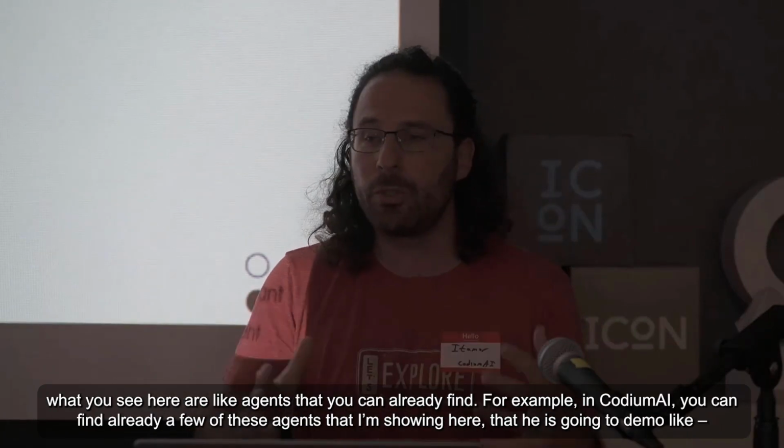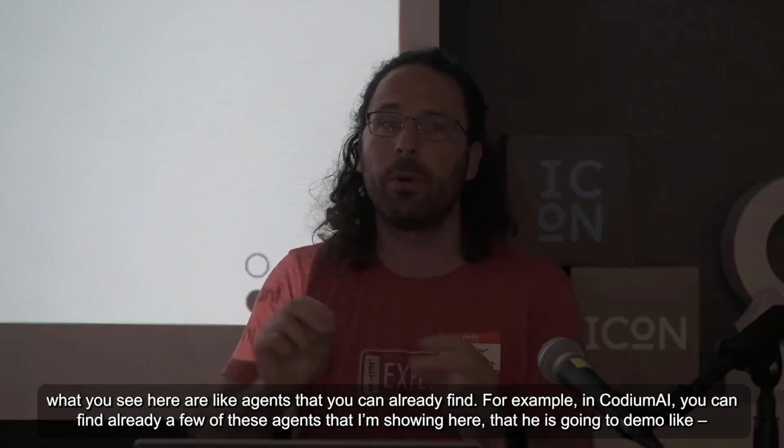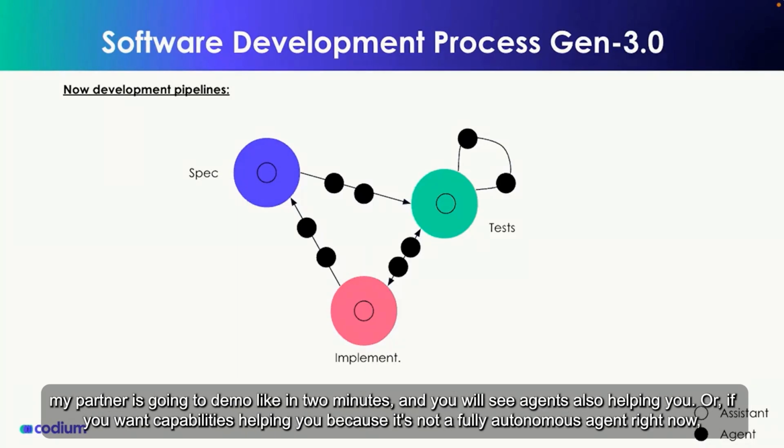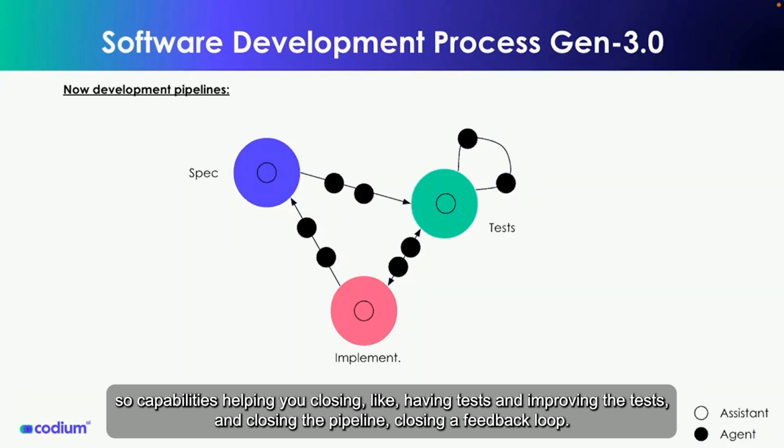And actually, what you see here are agents that you can already find. For example, in CodiumAI, you can already find a few of these agents that I'm showing here. My partner is going to demo in two minutes, and you will see agents, or capabilities, helping you, because it's not a fully autonomous agent right now. These capabilities help you have tests and improve the tests, closing the pipeline, closing a feedback loop.